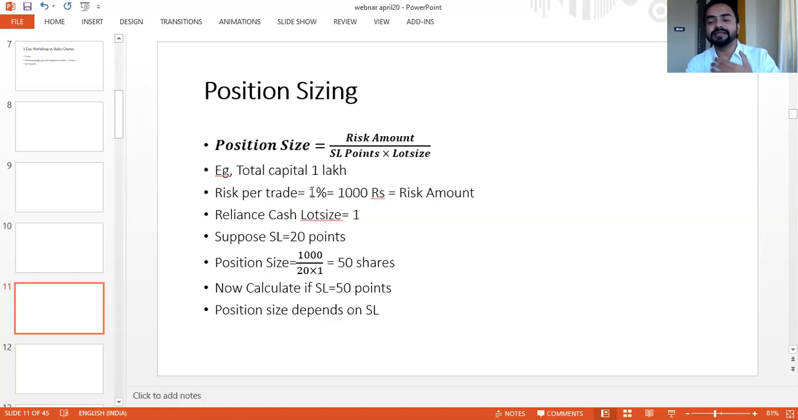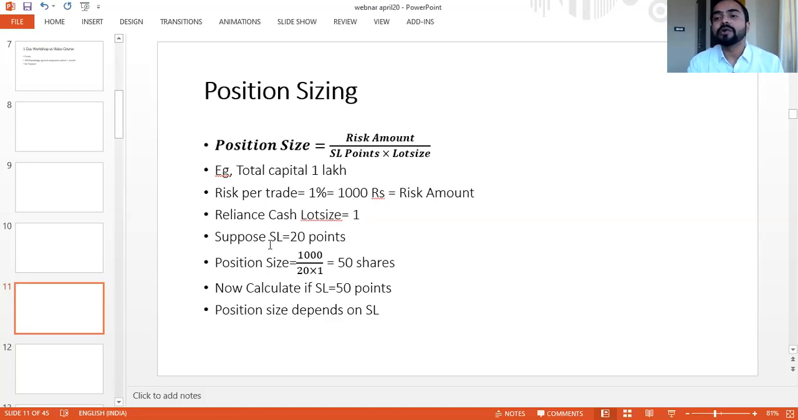I will take an example to make it clear. Suppose my total capital is 1 lakh and my risk per trade is 1% of 1 lakh, which is 1000 rupees. So my risk amount is 1000 rupees. My risk amount is fixed. Suppose I want to trade in Reliance, in the cash market, not in futures and options. In the cash market, the lot size is 1.